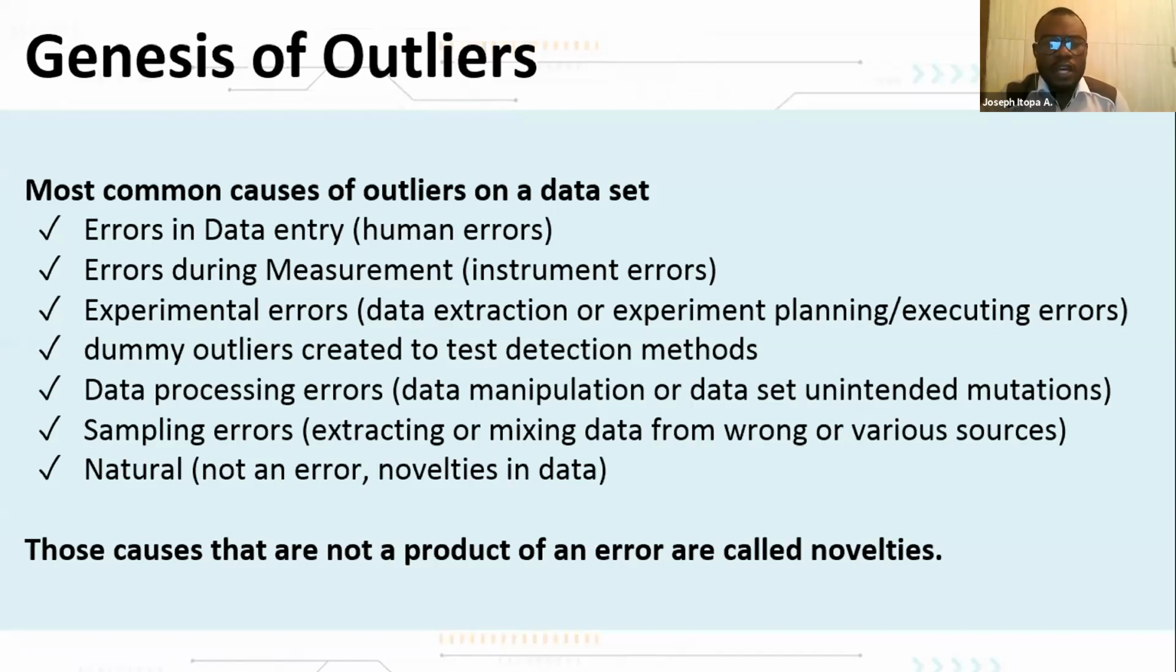Then we have errors during measurement, which are instrument errors. Those who have an idea about electronic systems will understand what I mean by instrument errors. Let me explain: when we have an electronic equipment that is to take a measurement, the electronic equipment has some level of accuracy. So the errors the electronic equipment introduces into the measurement is an instrument error. You will say, why can't an electronic equipment give you a perfect measurement? Why is it introducing an error into the data set or into the measurement?